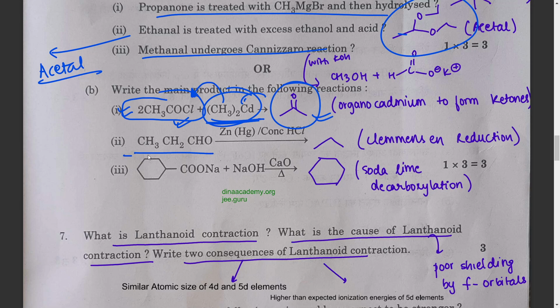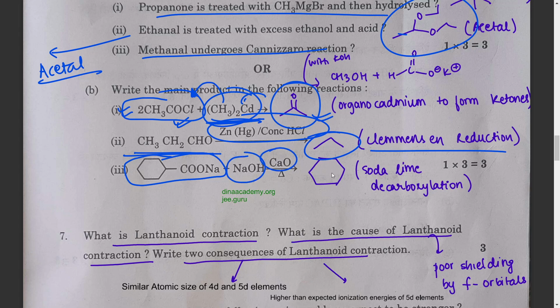When you have propanone and then you do its Clemmensen reduction, which is zinc amalgam with concentrated HCl, that forms propane for you. You have cyclohexane carboxylate salt, and you add to it NaOH in presence of CaO. This is classic soda-lime decarboxylation, 3:1 ratio. This just removes this part and forms the cyclohexane.